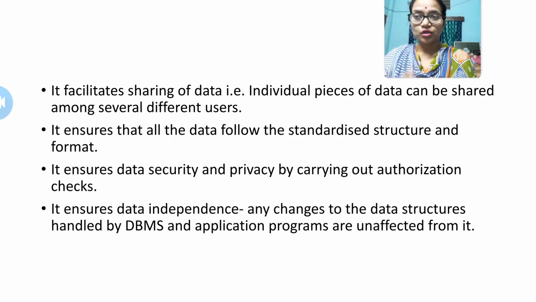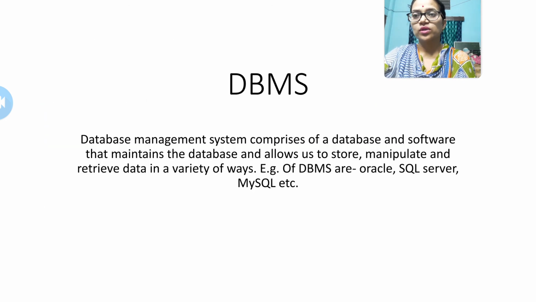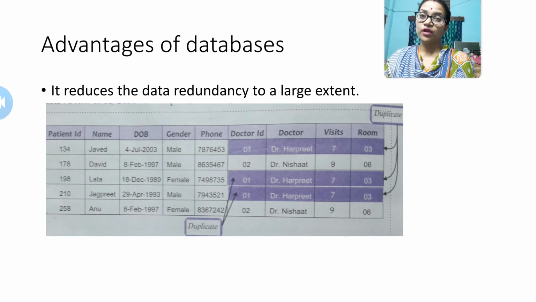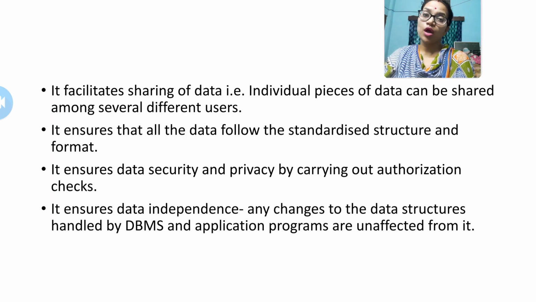So students, with this I would like to close today's class. So let's first recapitulate what we have done today. We discussed what we mean by databases, what are the different databases available nowadays. Then we discussed some advantages. We discussed data redundancy. We discussed data inconsistency. Then we discussed how we can share the data, how the data follows a standardized structure and format. What do we mean by authorization checks, and at last we discussed data independence.